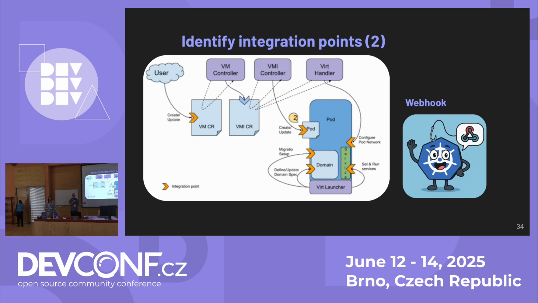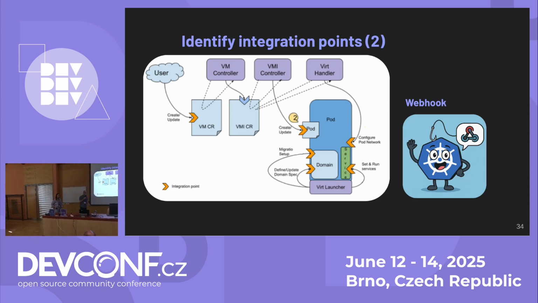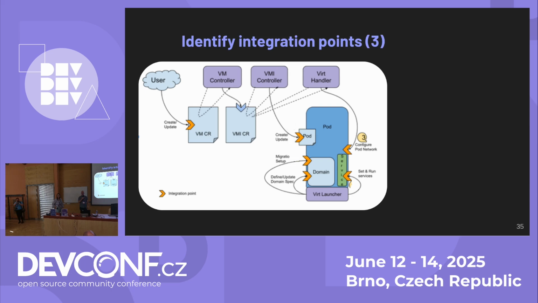So for that, we have webhooks. That's a general concept in Kubernetes, that a webhook will just hijack, for example, it detects the pod is created, the manifest is created, it hijacks it, it allows you to mutate it or validate it, and then returns, saves it in the database. So the third one was the configuration of pod network namespace.